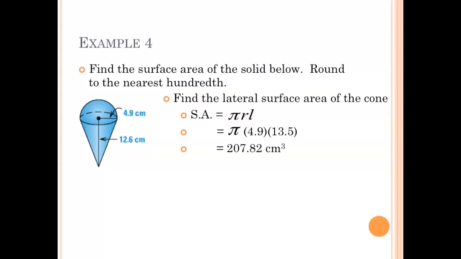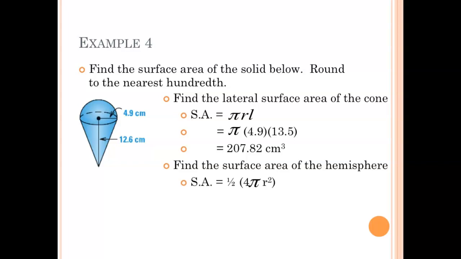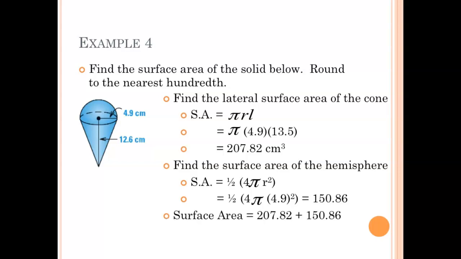Alright, now we need to find the surface area of the hemisphere. The surface area of the hemisphere is going to be half the surface area of a sphere. So 1/2 of 4 pi r squared. Now we can plug this in. So we have 1/2 times 4 pi times 4.9 squared, which is 150.86. And now to find the surface area of the entire solid, we're going to need to add those two together. So 207.82 plus 150.86, and that comes out to be 358.68. So the surface area is 358.68 centimeters squared.